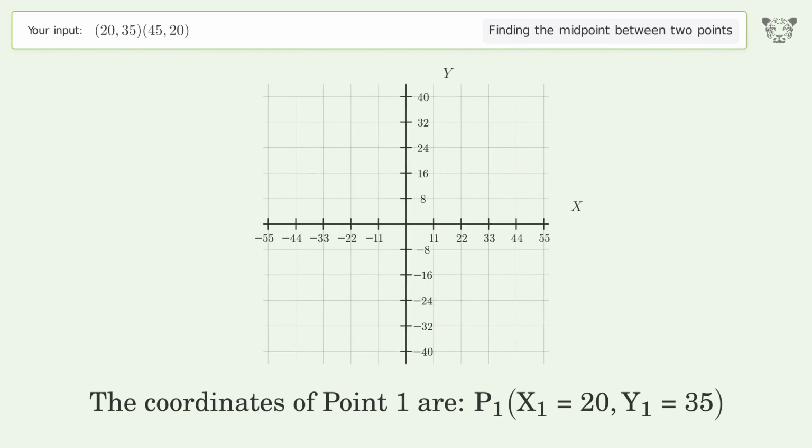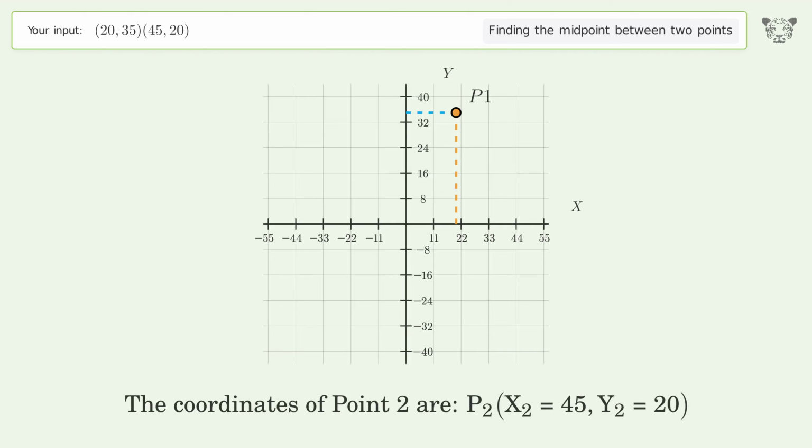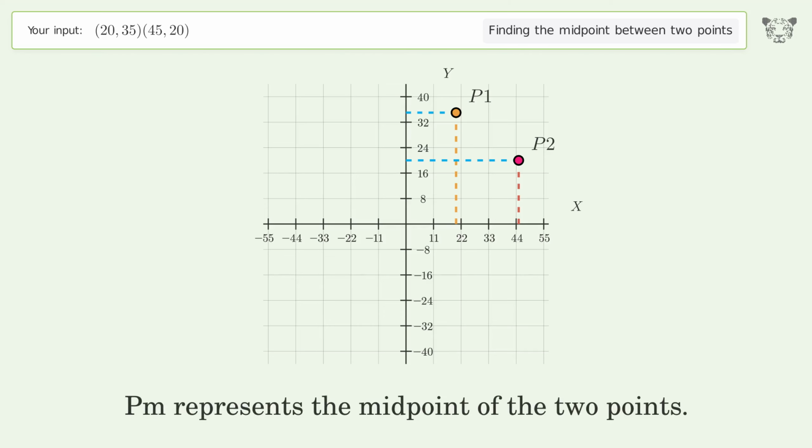The coordinates of point 1 are x1 equals 20, y1 equals 35. The coordinates of point 2 are x2 equals 45, y2 equals 20. PM represents the midpoint of the 2 points.